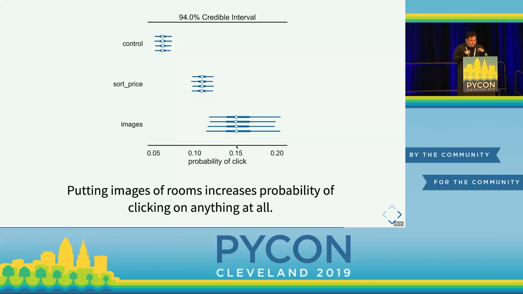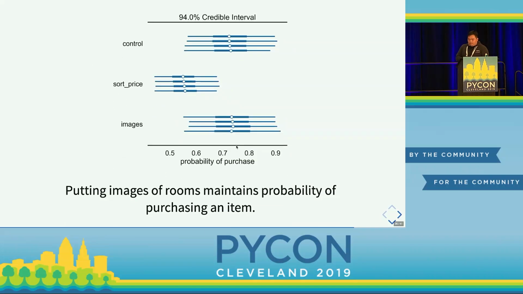We found that putting images of rooms actually increases the probability of your customers clicking on anything at all, right? So they're moving away from this mode where they're just looking around into this mode. We're capturing more customers that are actively seeking to purchase things. And if you put an image of the room on, compared to sorting by price, you actually maintain the probability of purchasing an item. So it actually reveals something interesting about the customer behavior.